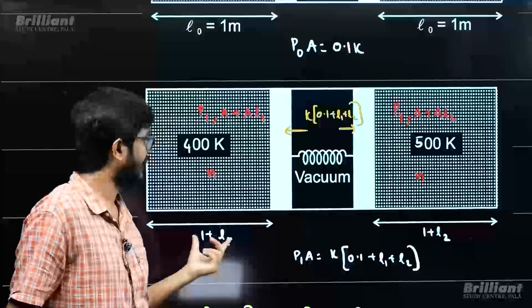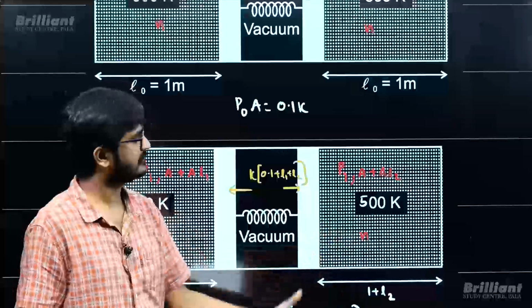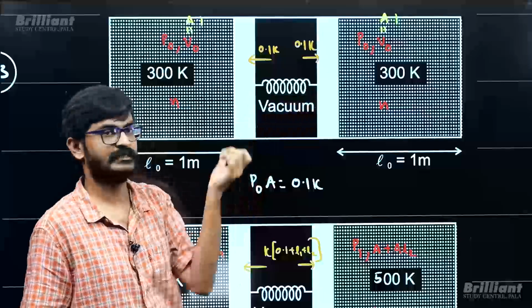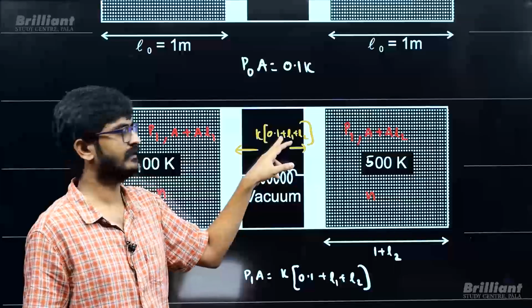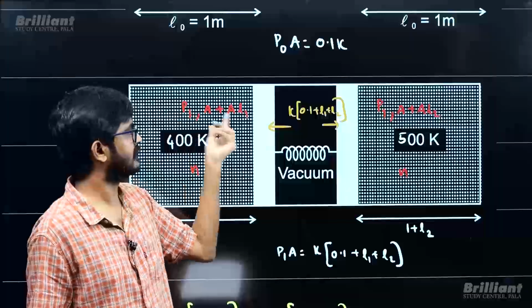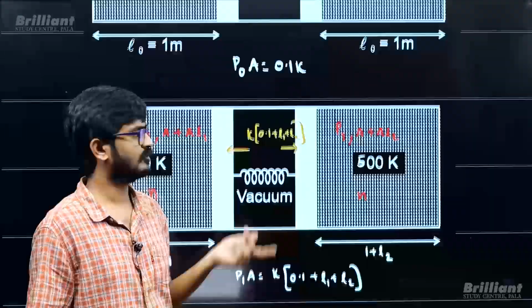this is becoming, earlier it was l, now it is becoming l plus L1, this is becoming l plus L2. So, this is going by L1 and this is going by L2. So, spring will be compressing extra by L1 plus L2. So, spring force is going to become K into 0.1 plus L1 plus L2. Now, this spring force will be equal to this pressure into this area. From there, I can conclude both pressures are same.